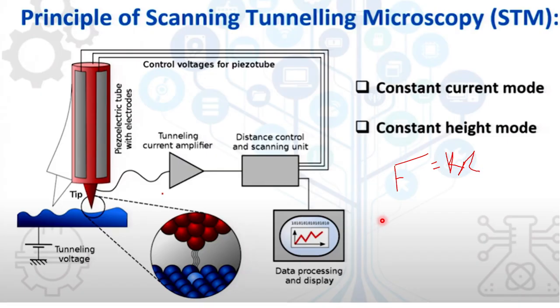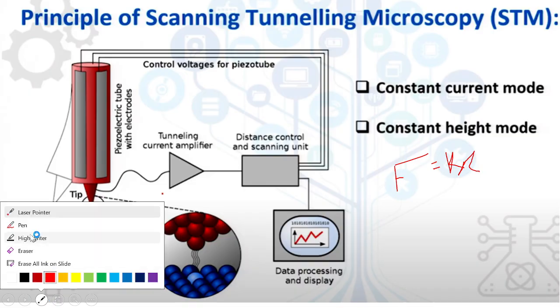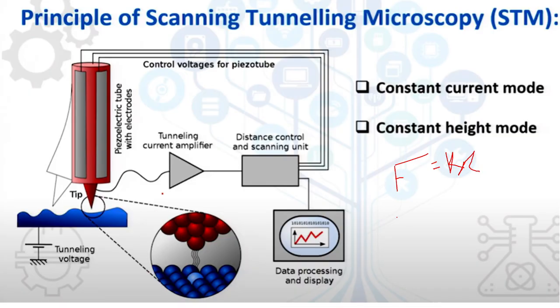What is the basic theory to form an image? It is forming a matrix, an array of matrix. For example, let's say this is your scanning area.